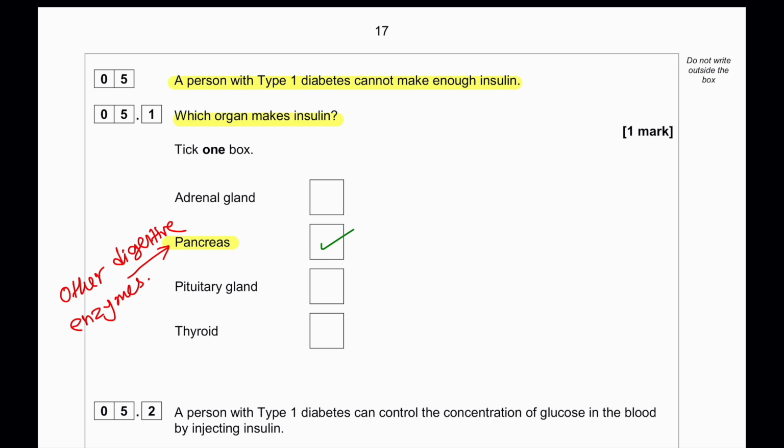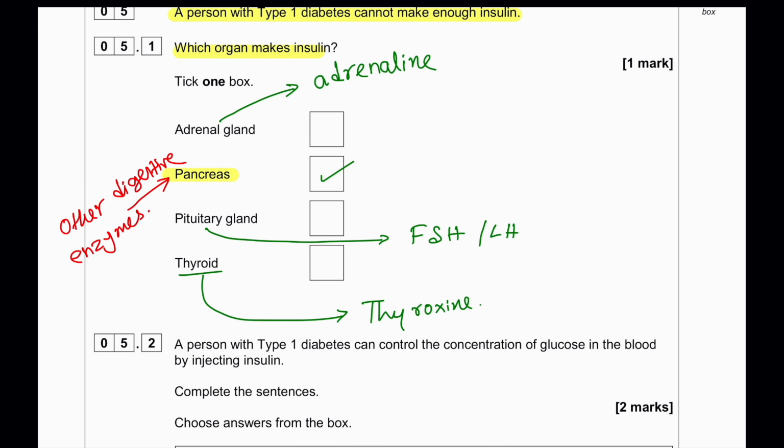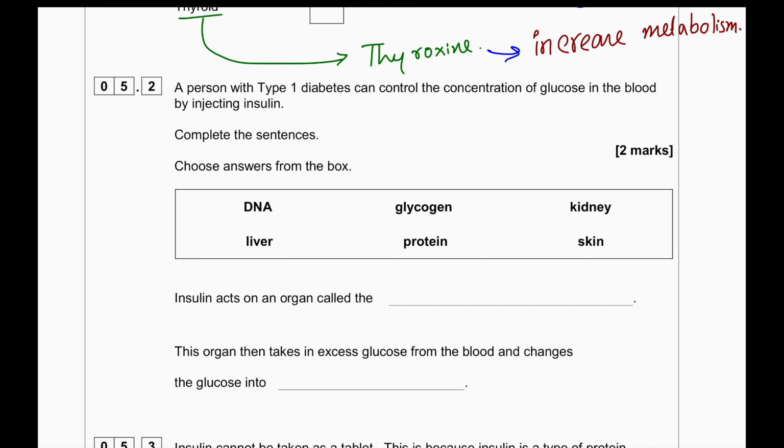And let's revise what the other glands produce. Adrenal gland produces adrenaline. Pituitary gland produces FSH and LH. Thyroid gland produces thyroxine. The function for the adrenal gland, adrenaline, is a fight or flight hormone, and follicle stimulating hormone stimulates follicle maturation, whereas luteinizing hormone triggers ovulation, and thyroxine increases metabolism. A person with type 1 diabetes can control the concentration of glucose in the blood by injecting insulin.